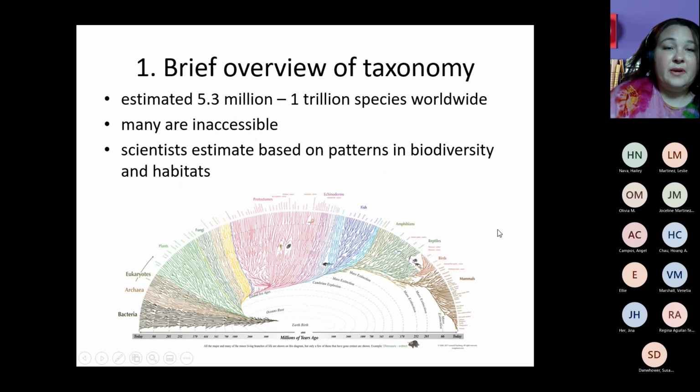There's an estimated 5.3 million to 1 trillion species worldwide, and many of them are inaccessible. Scientists estimate this based on patterns in biodiversity and habitats. For example, we know that biodiversity is much greater in areas that are really warm and have a lot of rainfall. So those environments are going to be able to support a much larger variety of species than areas that are cold and very dry.